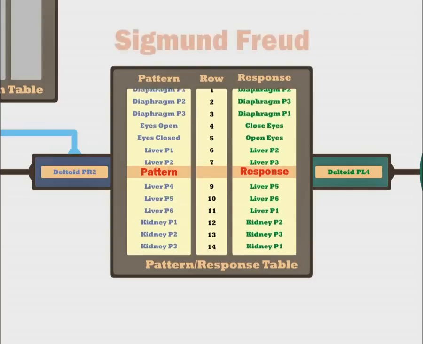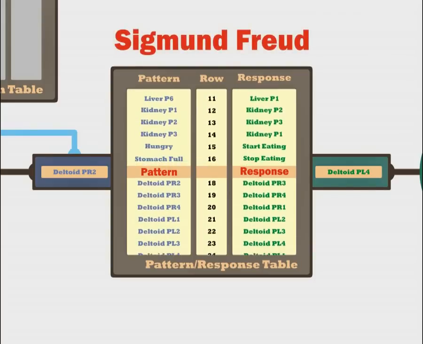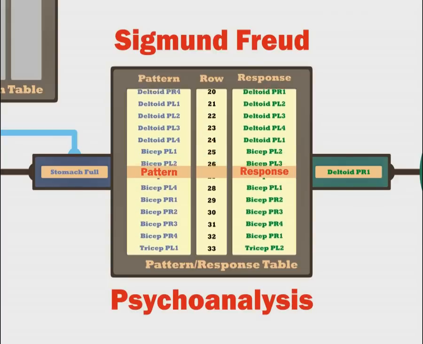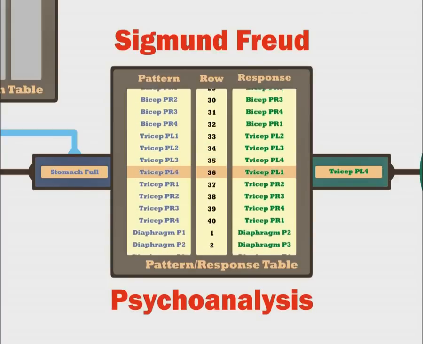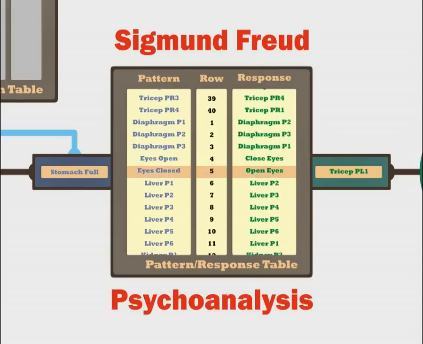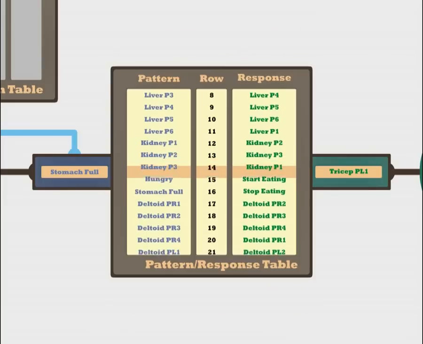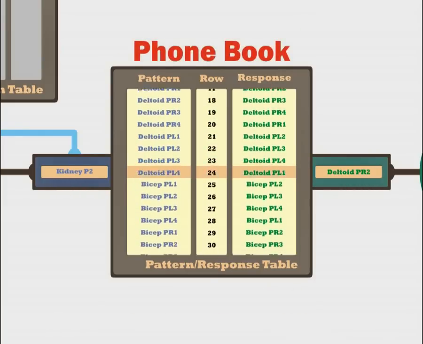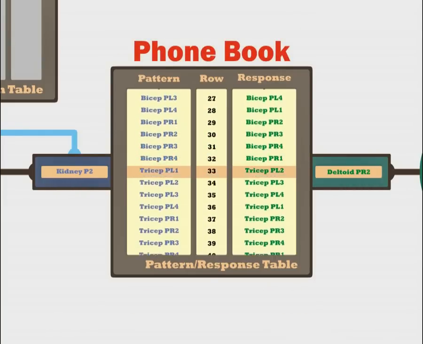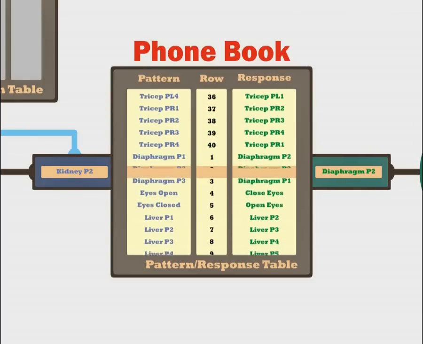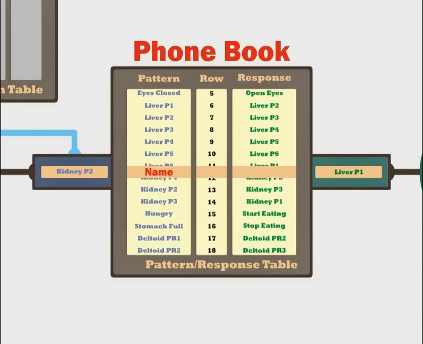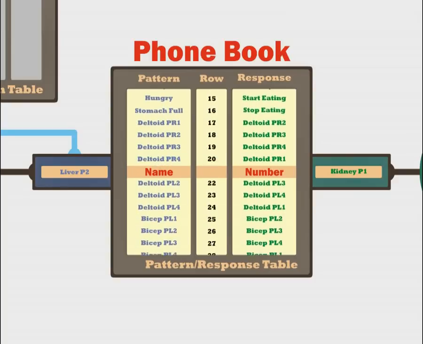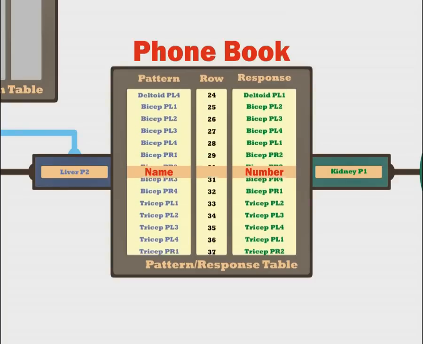At this point, it is worth acknowledging the work of Sigmund Freud. His psychoanalysis was an excellent tool in determining the nature of the engine that drives the brain. Using this method, he was able to determine the nature of the pattern response table. If one imagines this table as a phone book, one can see the problems associated with this technique. A phone book uses the name for the input pattern and the phone number for the output response. The larger the phone book, the longer it will take to find the number.